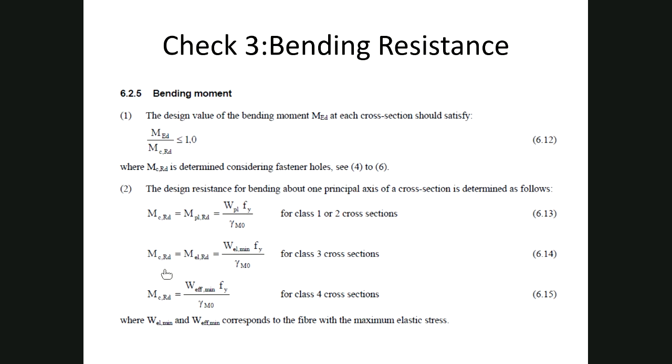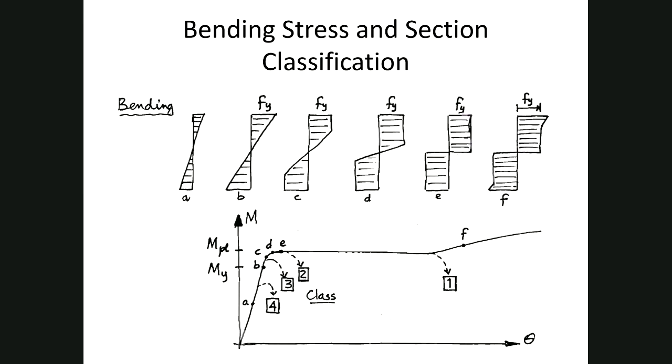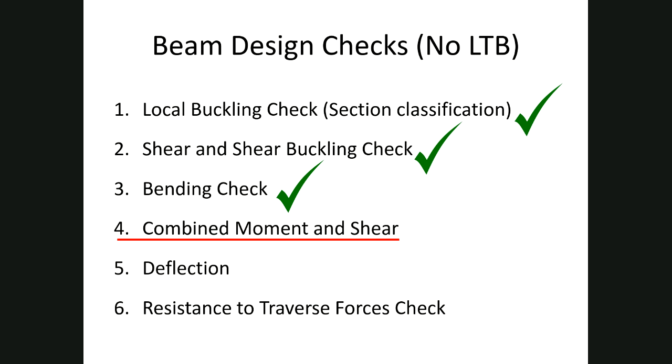If it's a class 3 section, we use the elastic modulus, multiplied by the yield strength, divided by the material factor of safety. If it's a class 4 section, we use the effective modulus, multiplied by Fy divided by gamma M0. You can get those moduli from the blue book. So it's relatively straightforward, which we would have done in last year's class. As I said, it depends what the classification is, 1, 2, 3 or 4. I explained that already. So that's bending.